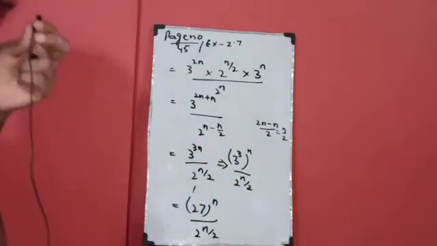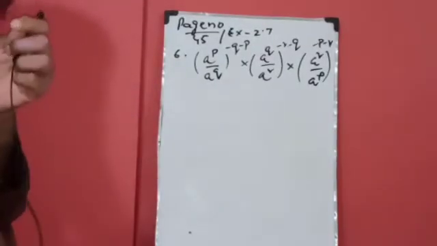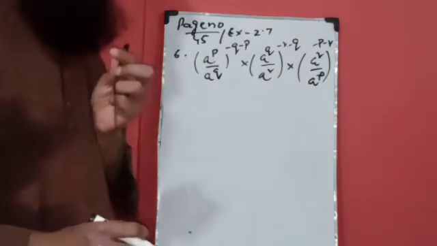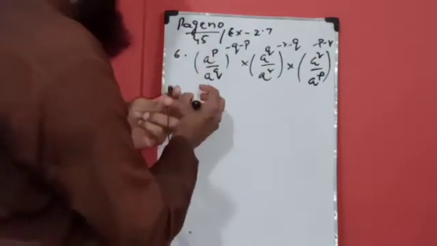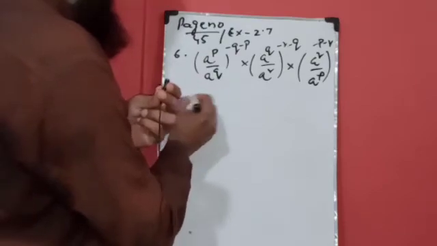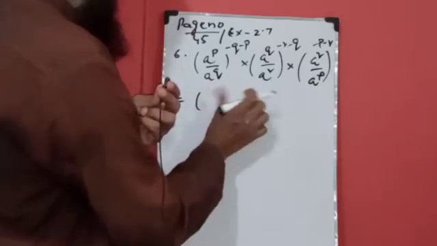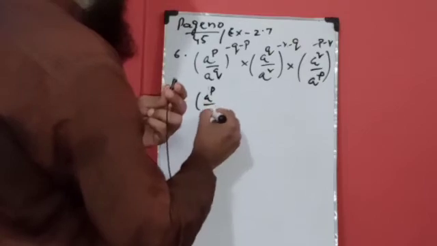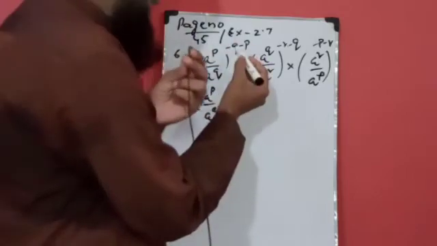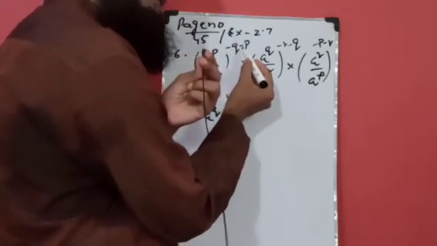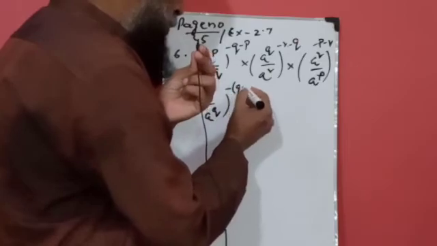This is your answer, and it is also the answer according to the book. Which one is given, you are checking. Come to question number 6 of your exercise. We solve it purely algebraically. In the first step, we copy out the term a raised to power p upon a raised to power q. The power is minus q minus p. We take the negative sign as common, it comes as q plus p.